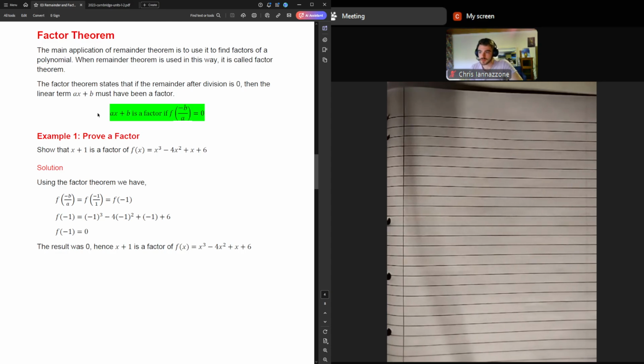And that's no different for if it's a polynomial or if it's a linear or it's a whatever. So if our remainder theorem gives 0, we are certain that the linear that we subbed in there must have been a factor.